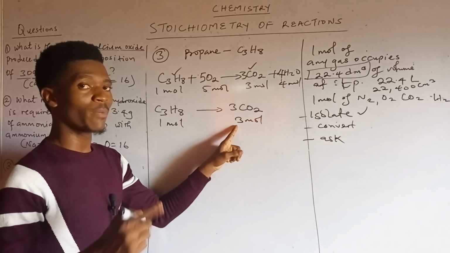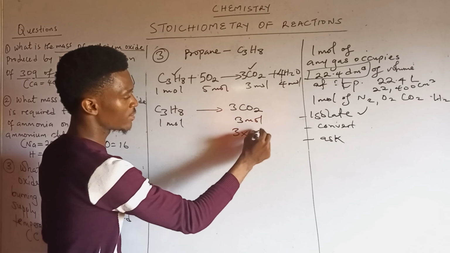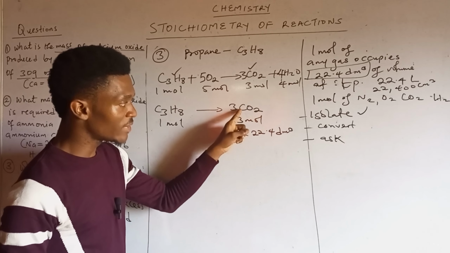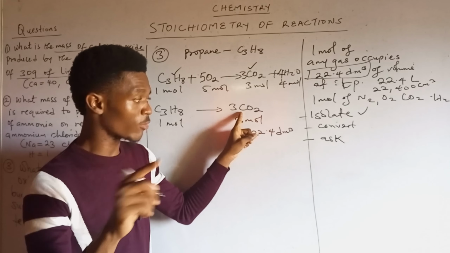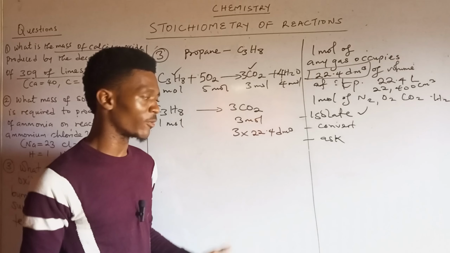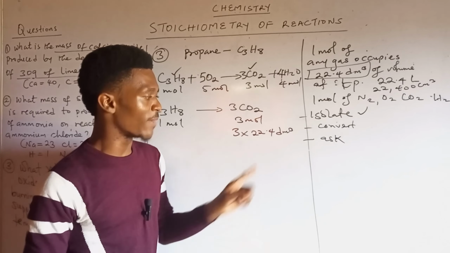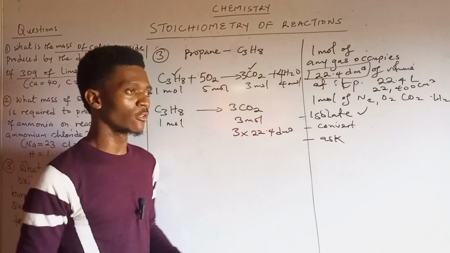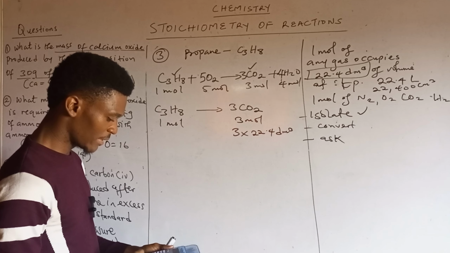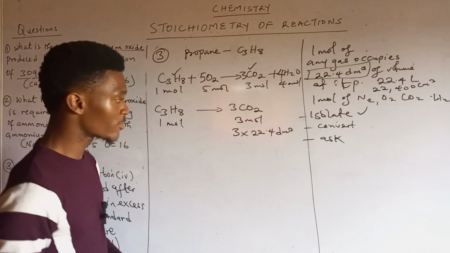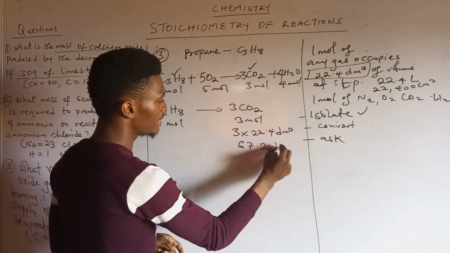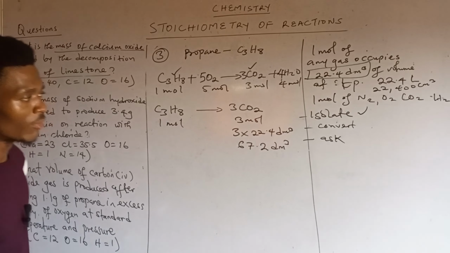So 3 moles of it will now occupy what? 3 times 22.4 dm cube. Yes, because if 1 mole of any gas, remember, occupies 22.4 dm cube, then this is a gas. So 1 mole of it will still occupy 22.4 dm cube. So 3 moles will now be 3 times 22.4 dm cube to get the volume that it will occupy. And when you do that, 3 times 22.4 gives us 67.2. So 67.2 dm cube. We've been able to convert that.